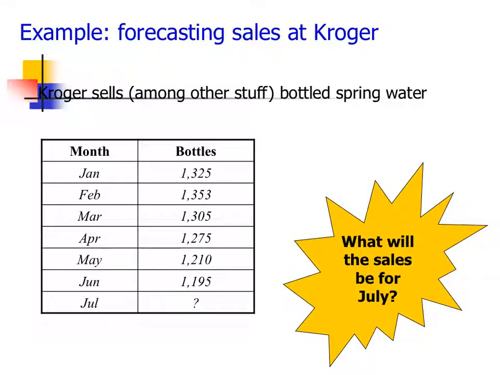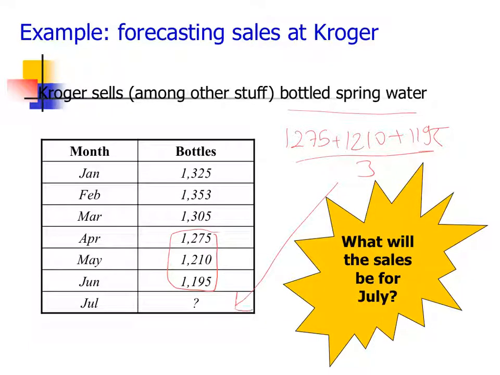So let's see one numerical example. Kroger sells bottled spring water, and we have monthly sales data. Now, if we want to use moving average 3, we are going to get the most recent 3 periods of data. We are going to sum all this data and then divide by 3. This is going to be the forecast for July.